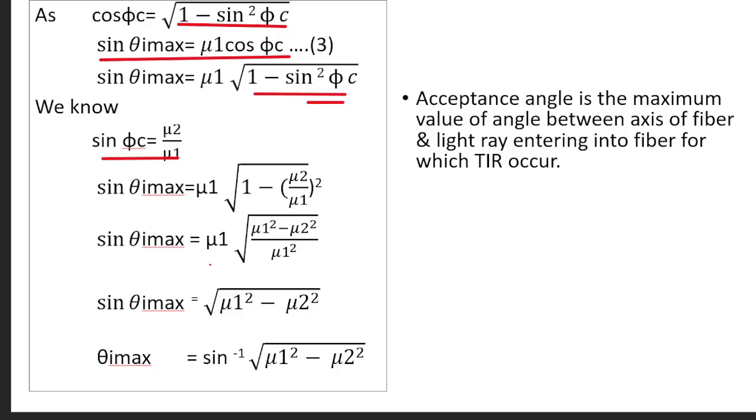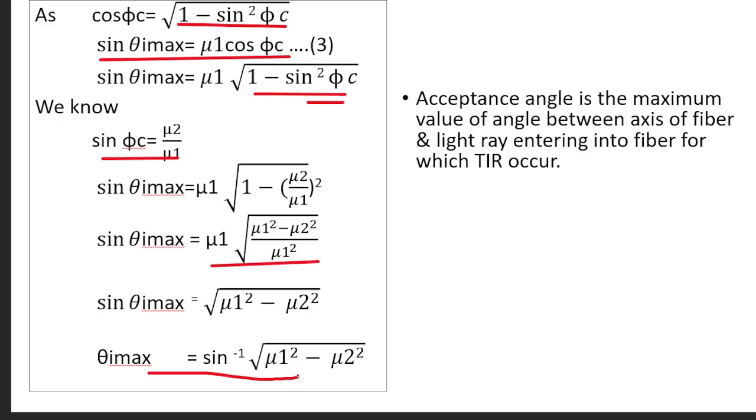By rearranging this equation, we will get mu1 square root of mu1 square minus mu2 square divided by mu1 square. After taking this mu1 square outside of the square root, we will get a mu1, and this mu1 cancels with this mu1. So you will be remaining with square root of mu1 square minus mu2 square. So theta i max equals sine inverse of square root of mu1 square minus mu2 square. This is the final derivation for the acceptance angle.